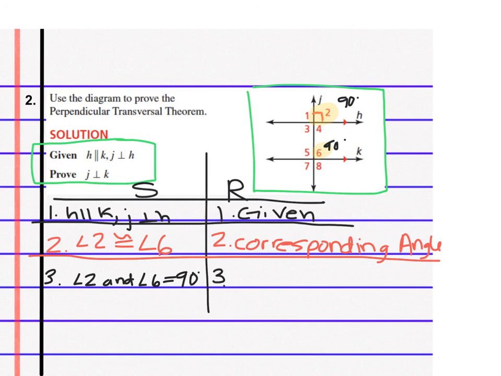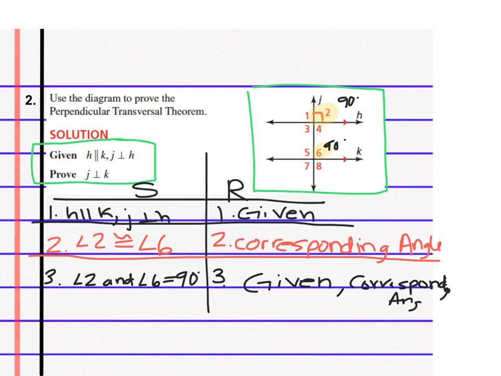That's basically the definition, or that's kind of given in the problem. So I'm going to put given because that was marked there. Okay. Then, or we could put corresponding angles too. Because angle 2 was marked, but angle 6 wasn't, I probably would accept either.